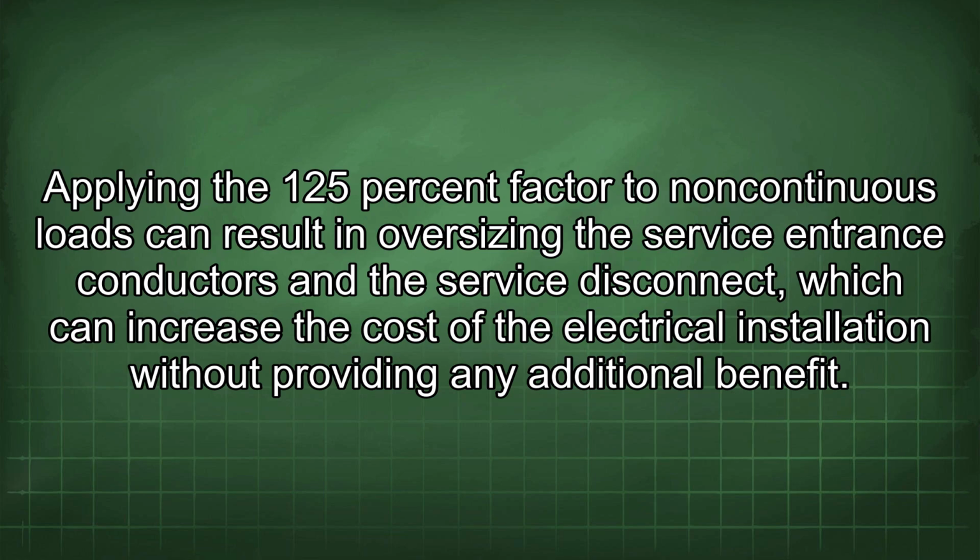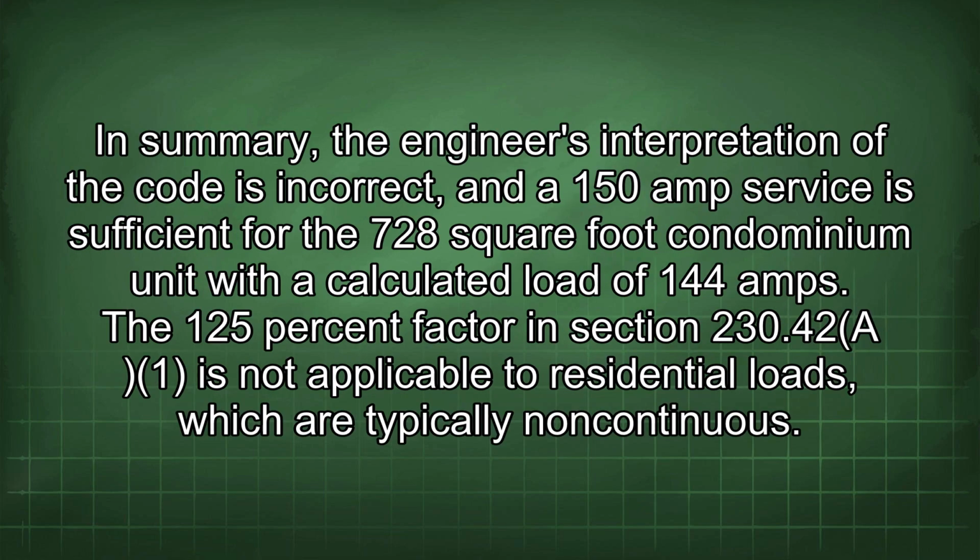Applying the 125% factor to non-continuous loads can result in oversizing the service entrance conductors and the service disconnect, which can increase the cost of the electrical installation without providing any additional benefit. In summary, the engineer's interpretation of the code is incorrect, and a 150 amp service is sufficient for the 728 square foot condominium unit with a calculated load of 144 amps. The 125% factor in section 230.42a is not applicable to residential loads, which are typically non-continuous.